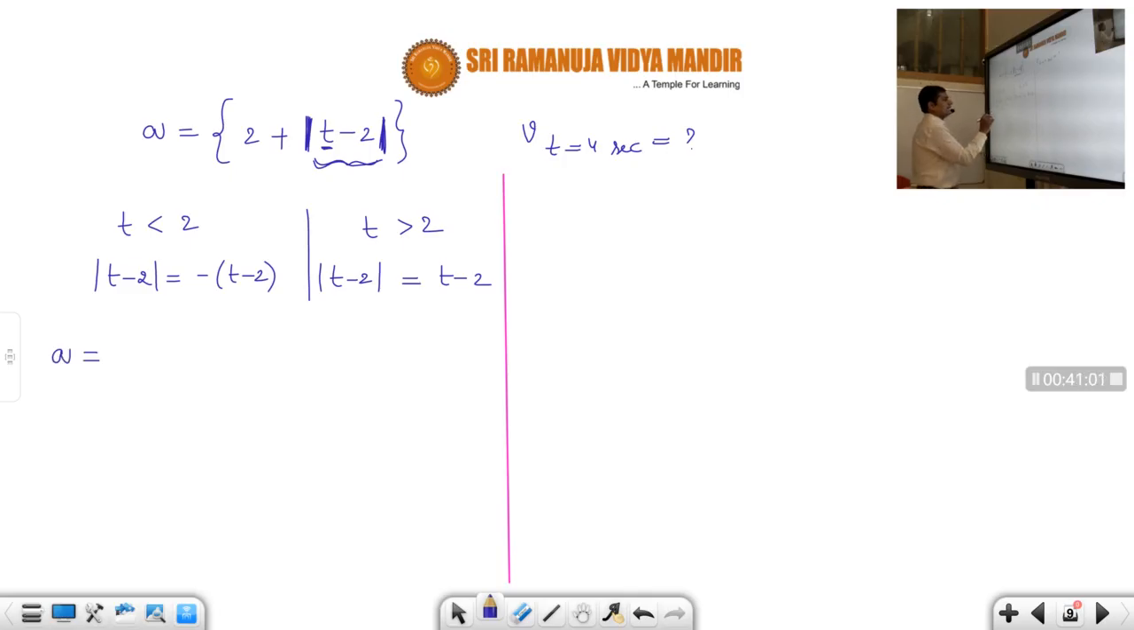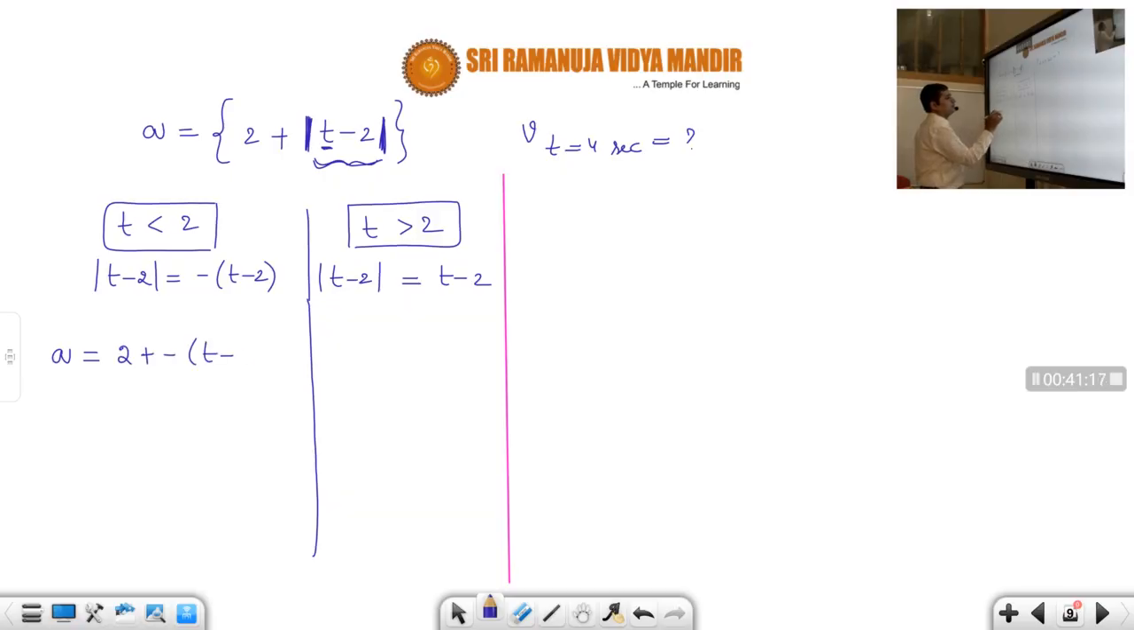Now see here, students, acceleration a is equal to, now acceleration is not one function here. For t less than 2 it is one function, and for t greater than 2 it is another function. Okay. So now acceleration is equal to 2 plus of minus of t minus 2. Correct or not, students? That means directly I'll write it as here 2 minus t plus 2. So that means 4 minus t. So this is the equation for acceleration for t less than 2.